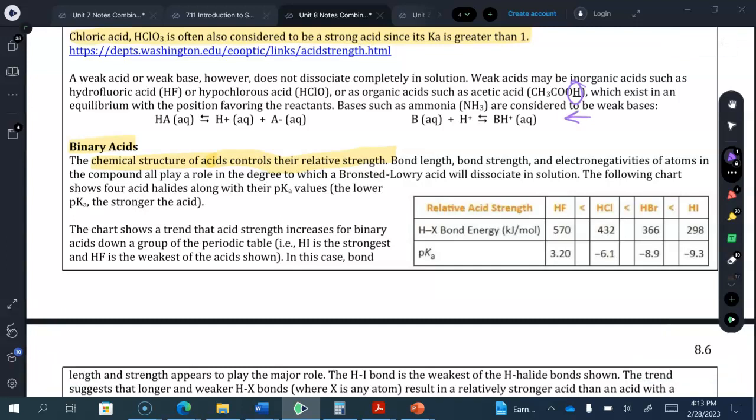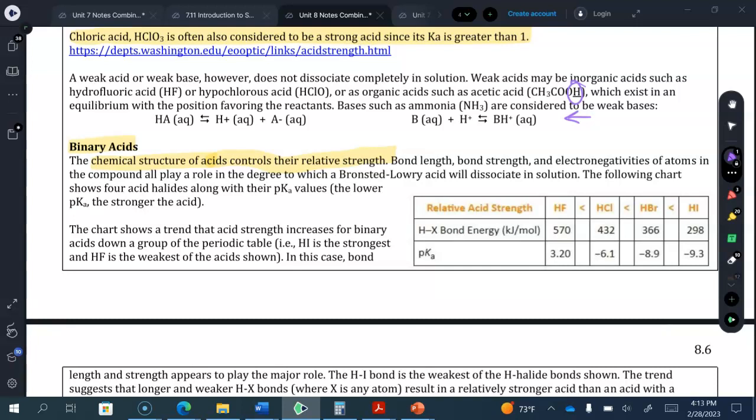So, binary acids. The chemical structure of acids controls their relative strength. Bond length, bond strength, and electronegativities of atoms in the compound all play a role to the degree to which the Bronsted-Lowry acid will dissociate in solution. The following chart shows 4 acid halides, so that means halogens that have a hydrogen ion on them, so they're acids, and their pKa values. The lower the pKa, the stronger the acid.